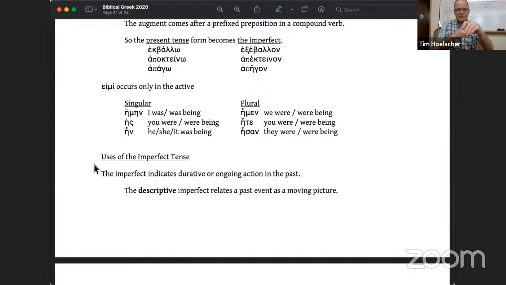And as I've said before, you learn to package those in your mind as a set of six. We went through those: ω, εις, ει, ομεν, ετε, ουσι. And now we have ον, ες, ε(ν), ομεν, ετε, ον. And so you're learning to move through those packages like that for the sake of helping you identify forms as you're reading the text.